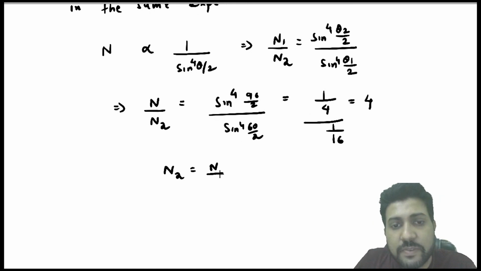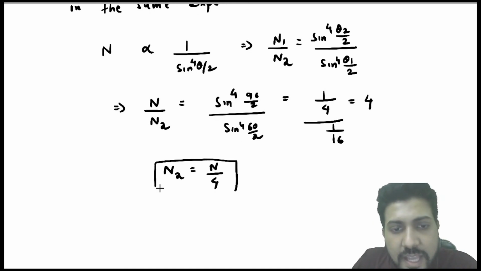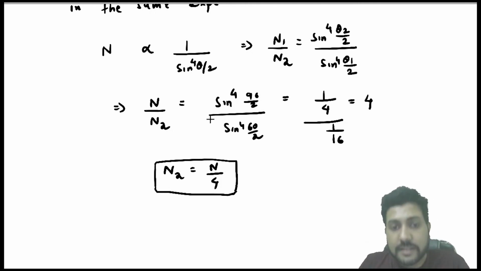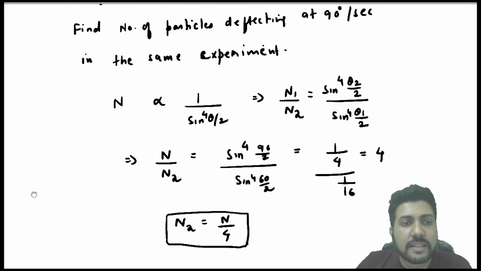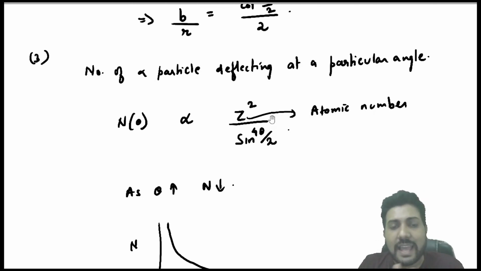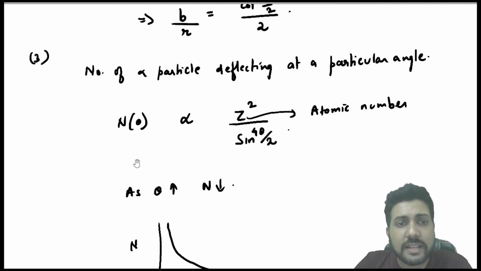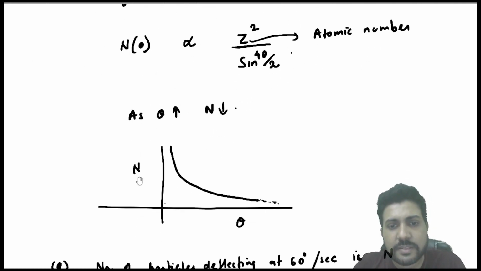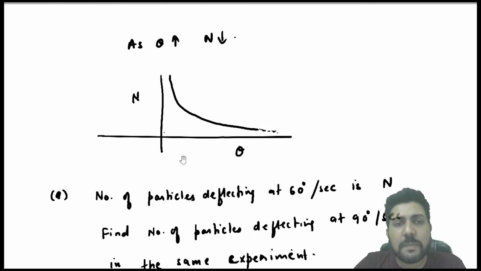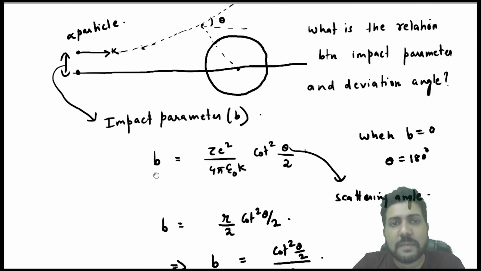So that means if N particles are deviating at an angle of 60 degrees, N by 4 particles are deviating at 90 degrees. Okay, the exact relation of the number of particles versus theta is not in the syllabus. We are only writing the proportionality. This is not the exact formula, and we are not deriving it. This is not required for us in the JEE Mains and Advanced syllabus, and also not in the NEET syllabus. All right, so with this we have completed Rutherford's experiment.